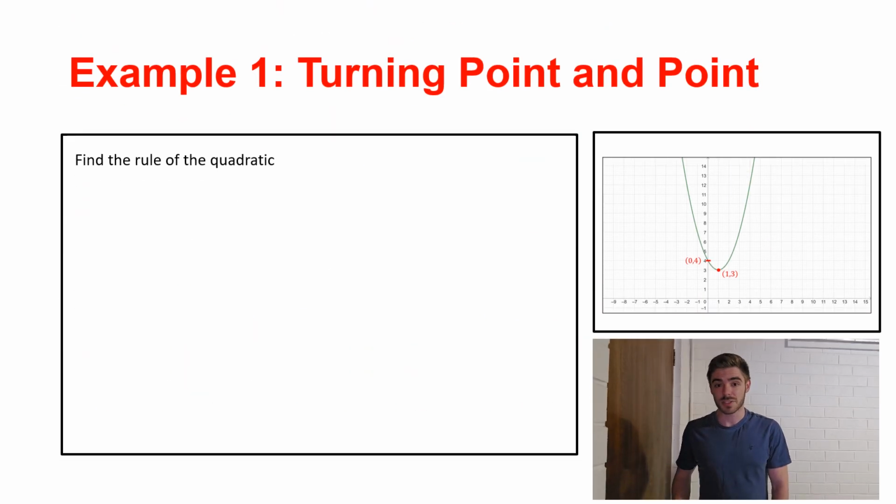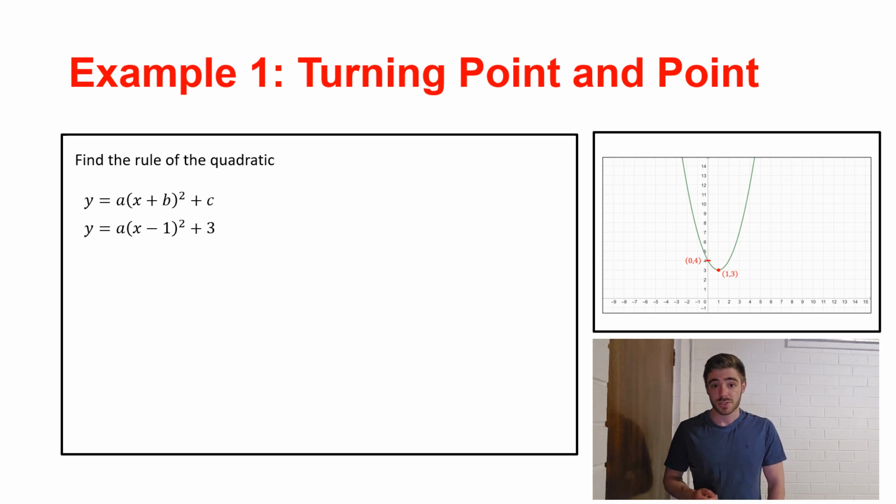The first scenario is where we're told the turning point of our quadratic. Under these circumstances, the turning point form is going to be the most appropriate because we can use one piece of information to solve multiple unknowns. In this example, we have a turning point at (1, 3). That means that we have a shift to the right by 1 and a shift up by 3. The shift to the right by 1 is expressed by x minus 1, and the shift up by 3 is represented by a plus 3 at the end of our quadratic.